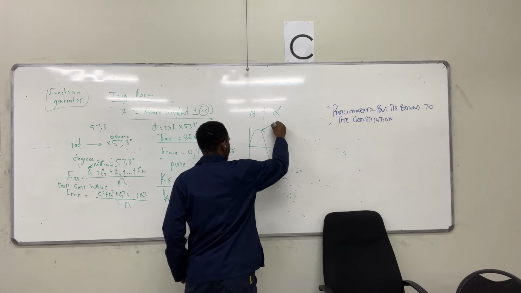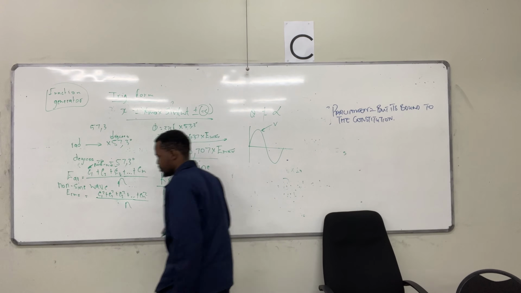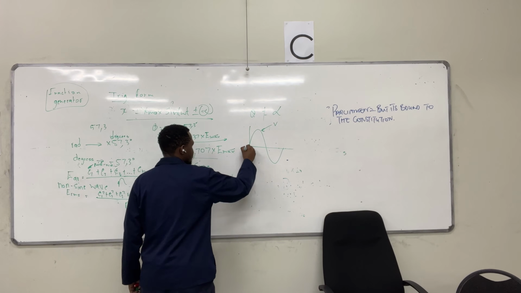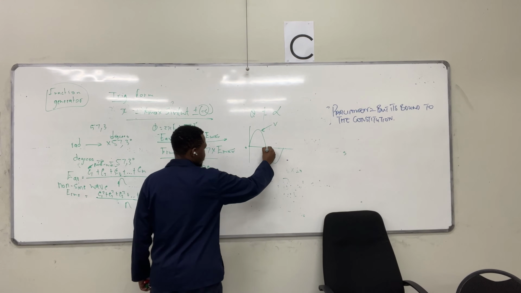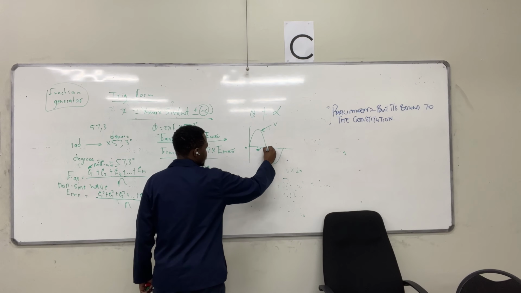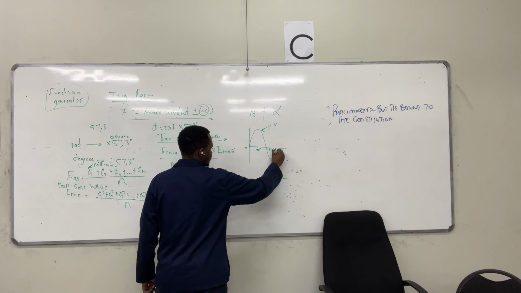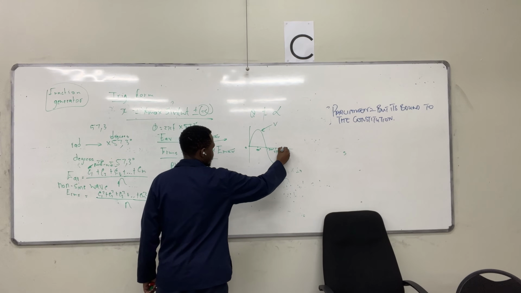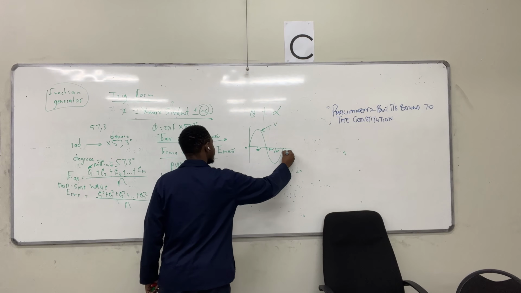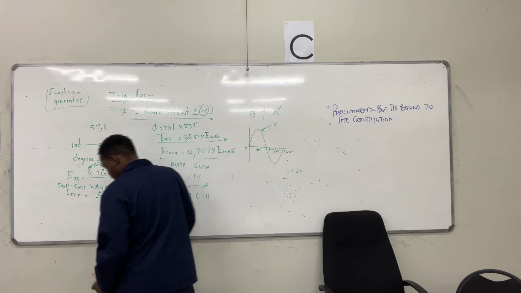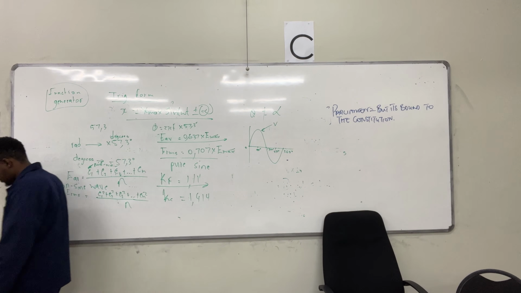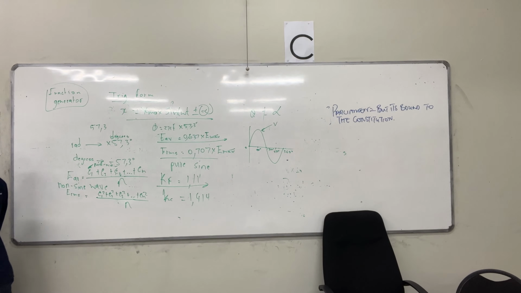Let's say this is voltage. Let's say this is 0. This is 90. This is 180. This is 270. This is what?